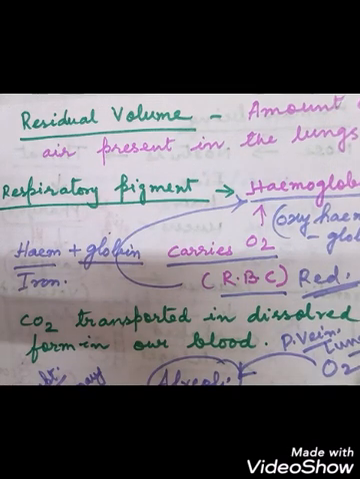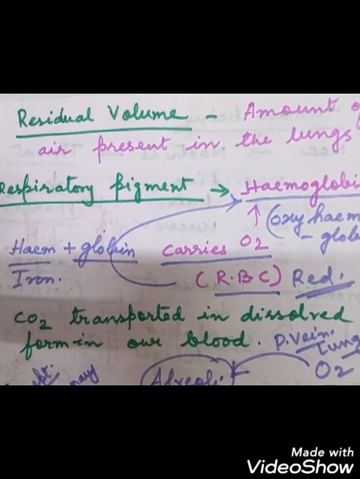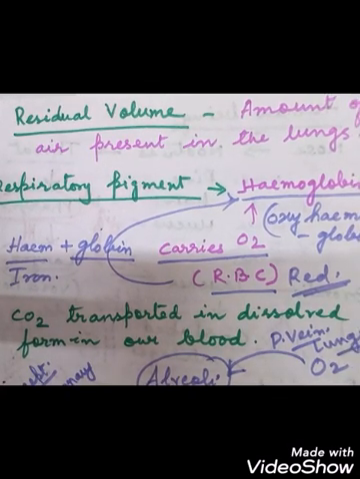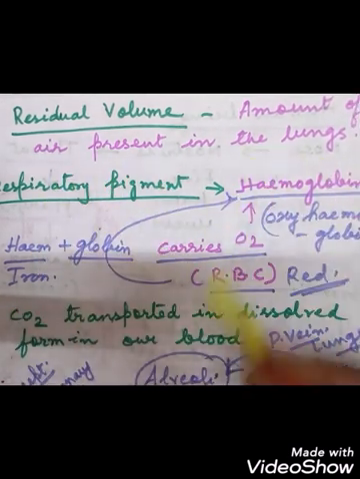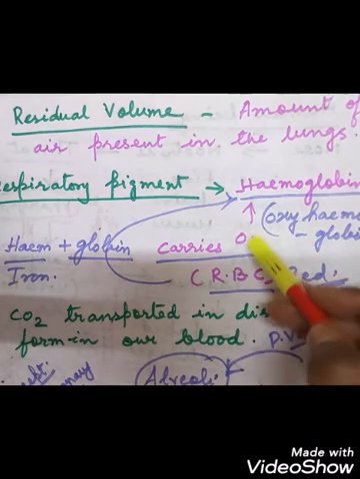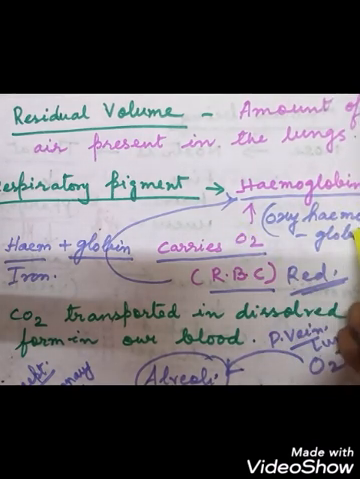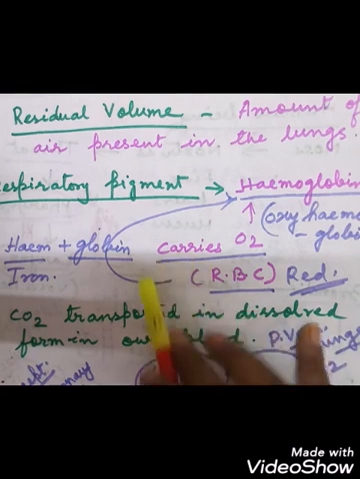Lungs are never empty. And just now I told that for the larger organisms, something should be there to carry the oxygen to different parts of the body, because we are larger organisms. So that is the respiratory pigment, which is called hemoglobin. Hemoglobin combines with oxygen to form oxyhemoglobin, and this is carried by the blood.